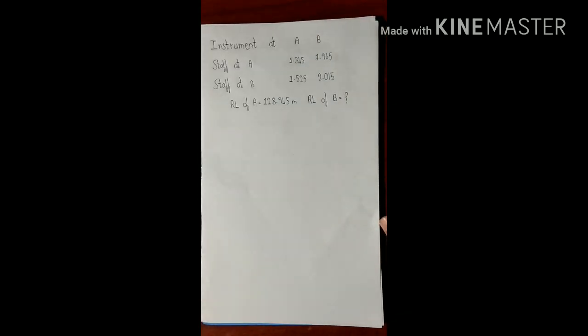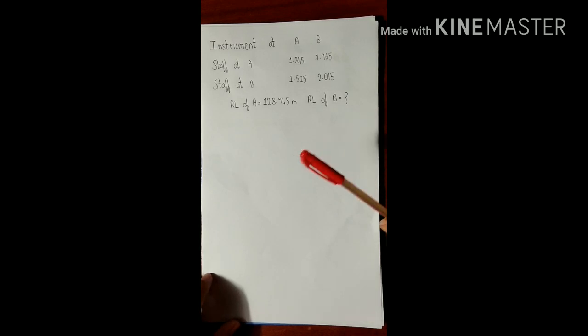Reciprocal leveling is not just about taking staff readings at A and B, or P and Q. It's after that you have got to solve the equations. Now here is an example which will make it all clear. The following readings were taken during reciprocal observations to find the difference in elevation between two points A and B. Determine the true difference in elevation between them.